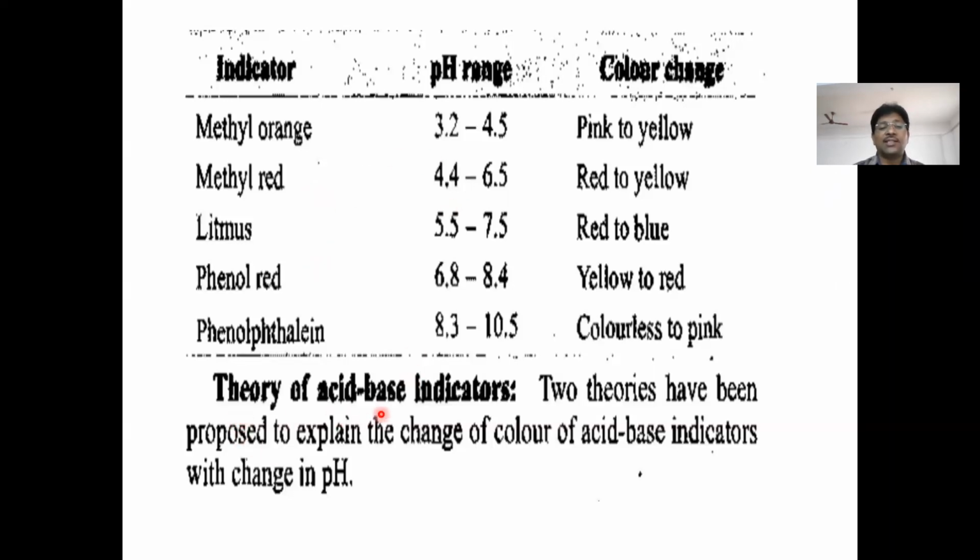Now, the theory of acid-base indicators. There are two theories that have been proposed to explain the change of color of acid-base indicators within a pH range. With the change in the pH value, there will be a change in the color of the indicator.